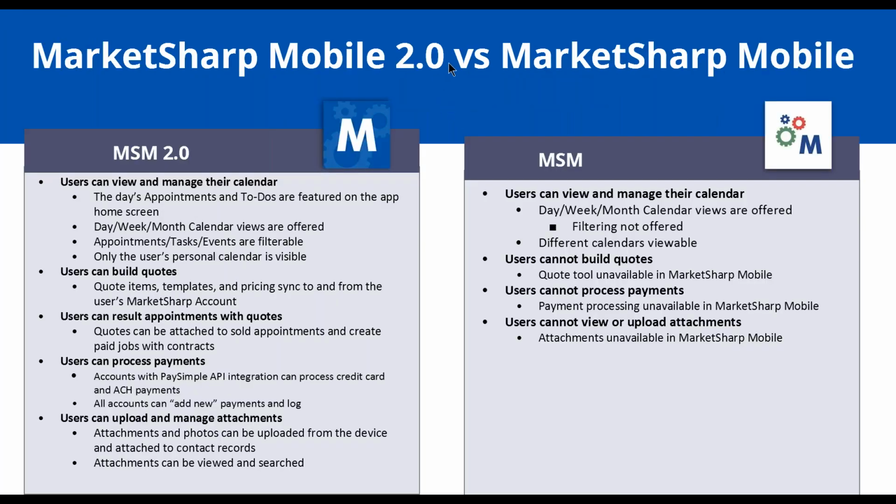As a comparison to the original MarketSharp Mobile, here's some things that we found. In MarketSharp Mobile 2.0, users can view and manage their calendar. Now, I'm not going to detail all these things here. I'm going to let Rob in the demo maybe talk about some of this stuff. MarketSharp Mobile 2.0 allows you to build quotes. Users can result appointments with quotes, can process those payments as mentioned, and upload and manage attachments, which we talked about too.